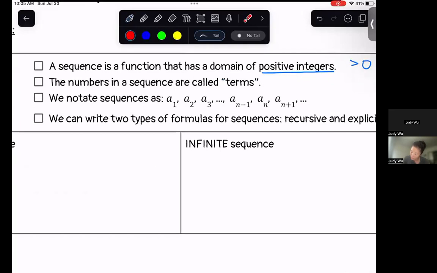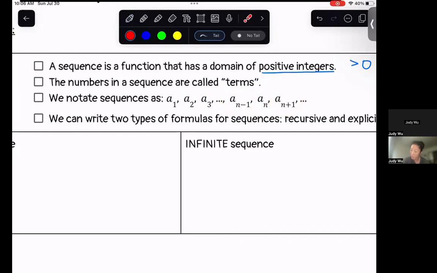Now, the numbers in a sequence, we call them terms. The way we notate sequences is we use A with a little subscript, so a little number down below. A sub 1 is the first term. A sub 2 is the second term. A sub 3 is the third term. And then we could say A sub n is some random term. So the one that comes before it is A sub n minus 1, and the one that comes after it is A sub n plus 1.